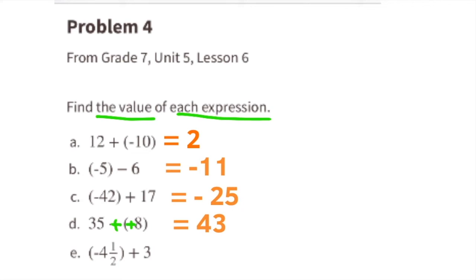E. -4.5 plus 3. Again, there's more negatives, so I know the answer is going to be a negative. And the difference between 4.5 and 3 is 1.5. So -4.5 plus 3 equals -1.5.